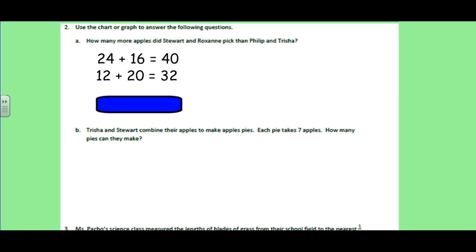So now we need to figure out how many more Stuart and Roxanne had than Philip and Trisha had. So we're just going to take the 2 numbers that we found, 40 and 32, and subtract those. And then I want you to answer the question that it's asking you in a complete sentence over here on this side of your paper. So go ahead and find the answer to the question by writing down your subtraction problem and then answering it in a complete sentence. And once you have that done, I want you to push play.